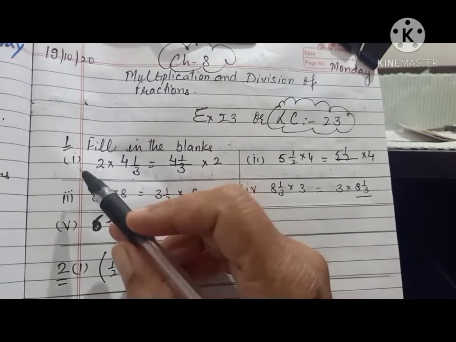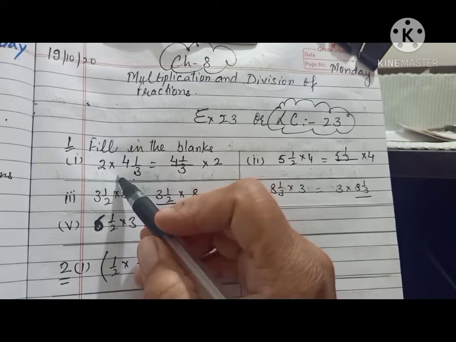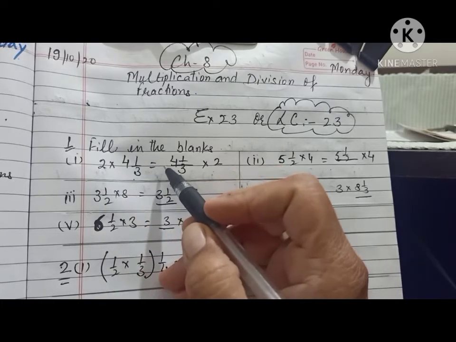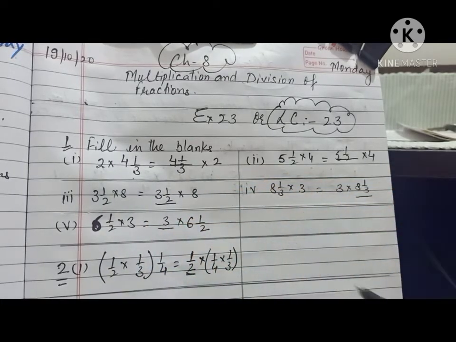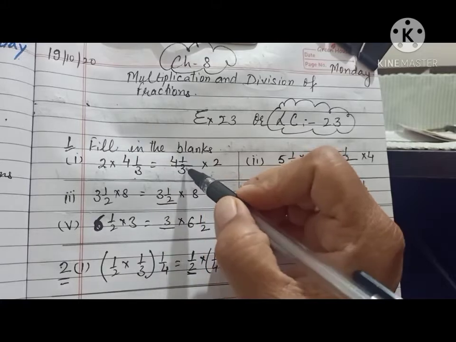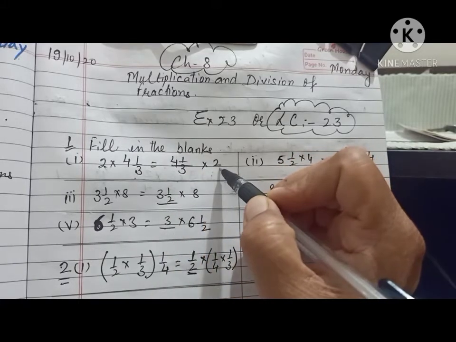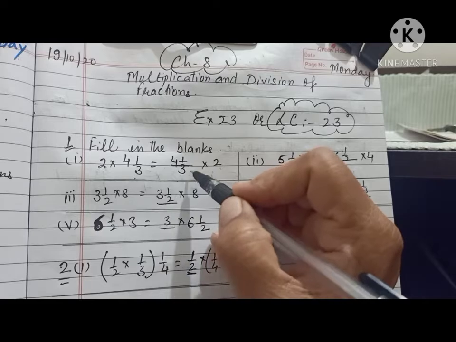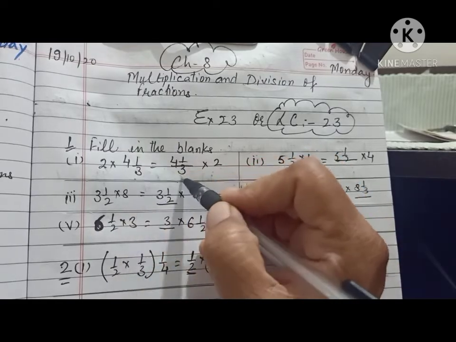Now first part of this question is 2 multiply 4 1 by 3 is equal to, which number is missing? Here 4 1 by 3 is missing and 2 is already given. So that's why we can take here the number 4 1 by 3.